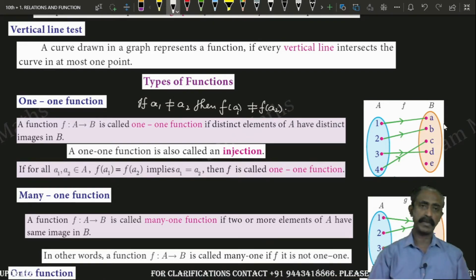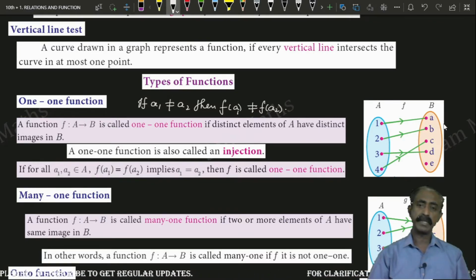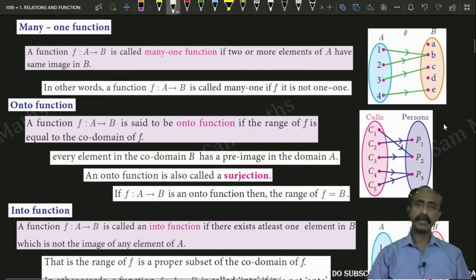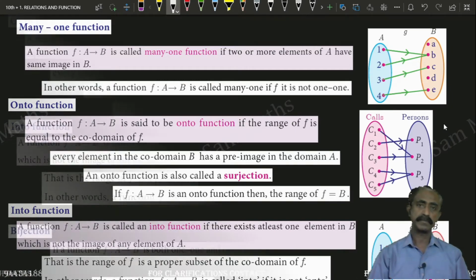Next is many-one function. A function f from A to B is called many-one function if 2 or more elements of A have the same image in B. Clear, children? In other words, a function f from A to B is called many-one if it is not one-one. The example you can see, 4 elements are there in A, 1 and 2 are having the same image. Therefore, it's not one-one. So, automatically it is a many-one function.